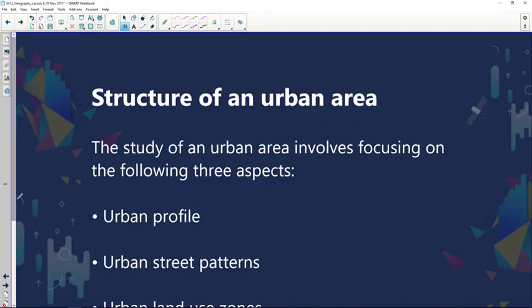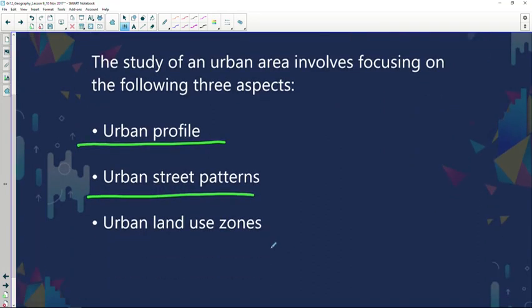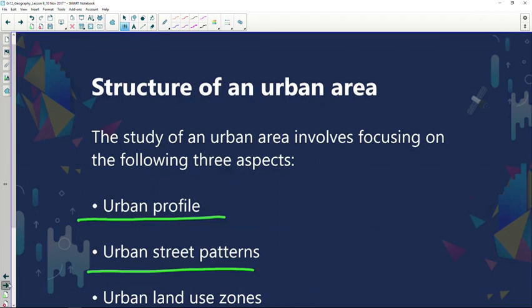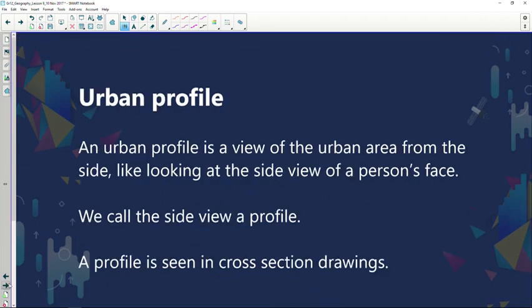Now, our next topic that we're going to have a look at is the structure of the urban area. What we're going to focus on is the urban profile, and then we're going to look at the street patterns, and the urban land use zones. Now, our urban profile is basically a side profile of an urban area. As you can see, a side view of the urban area.